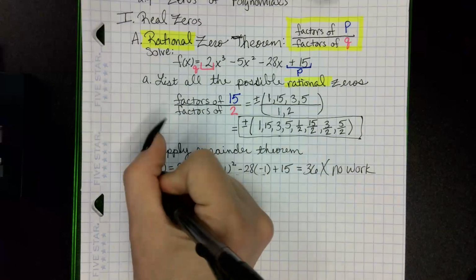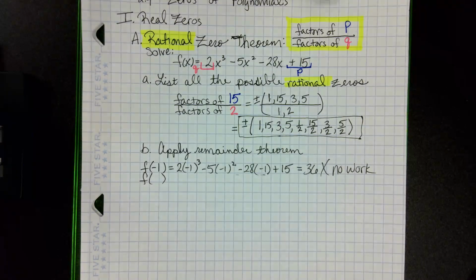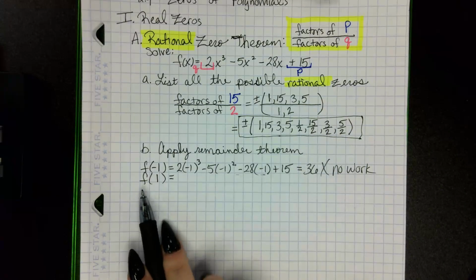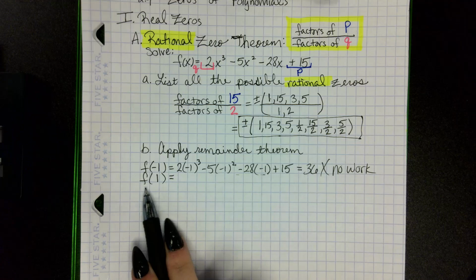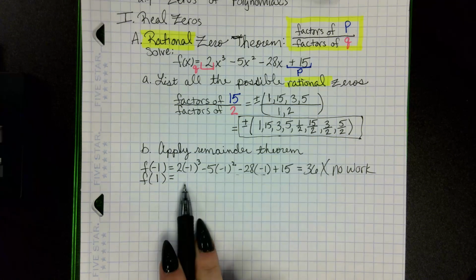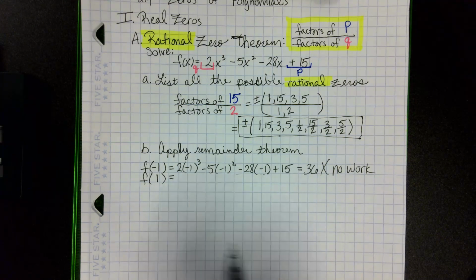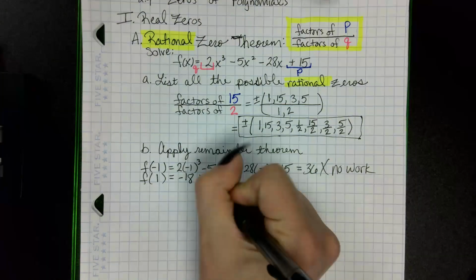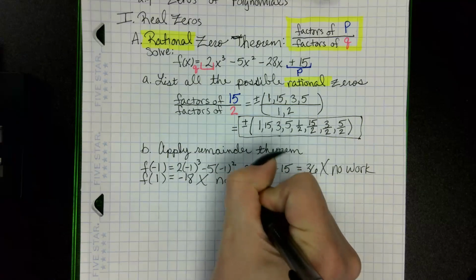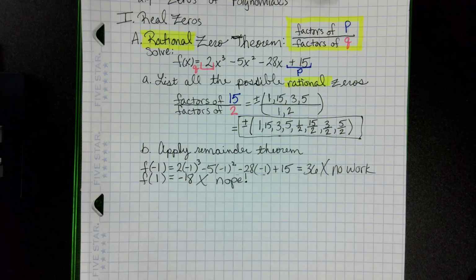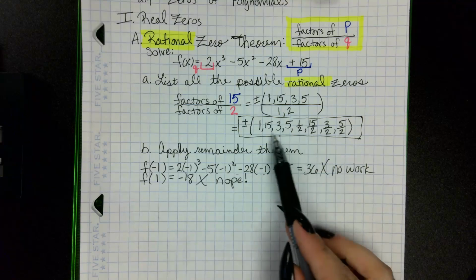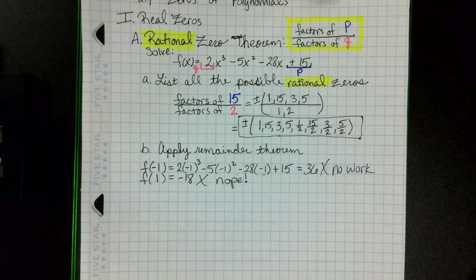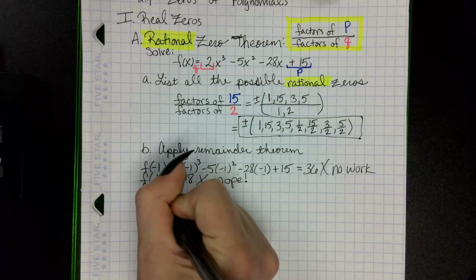So then I'm going to try another one. What about +1? Will +1 work? Like on your assignment, you can just write f of whatever you're trying and calculate it. In this case, it gives me -18. f of 1 is -18, so that's not 0. So that's a nope, it did not work. Then I'm going to try another number from my list of possible positive and negative rational zeros, 16 of them. I've eliminated 2 of them. I'm going to try f of -3.